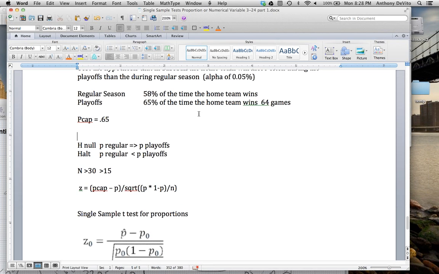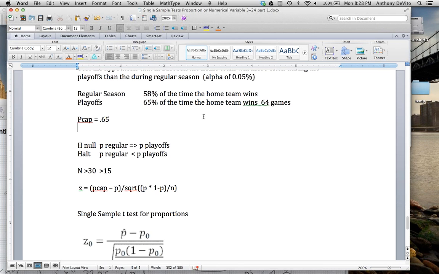Okay, it's very easy to get confused here and say to yourself, oh, I'm going to start with the sample mean, 0.58. You don't need a confidence interval for that because that's a population proportion. You know all of this regular season games already. So you don't look at that when you only look at your sample. So P cap is 0.65.